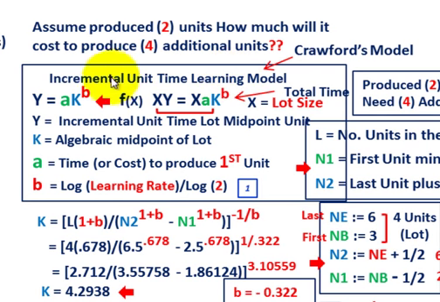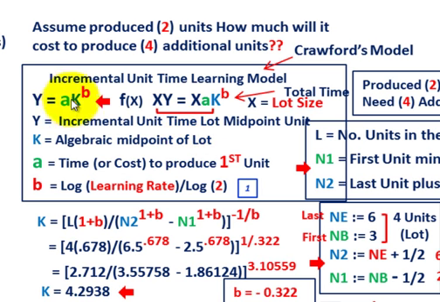With Crawford's model, or this incremental unit time model, our function is this. Y is our incremental unit time for the lot midpoint of the unit that we're looking at. A lot is a certain grouping of products that we're making, and we look at its midpoint. So Y equals A, where A is the time or cost to produce the first unit, times K. K is the algebraic midpoint of the lot, the group of products we're making for this production run.